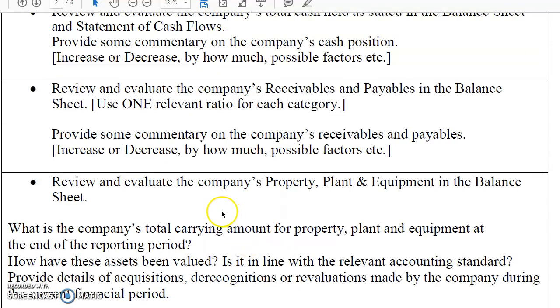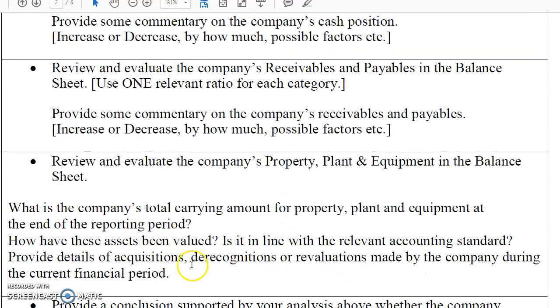In the notes, it will tell us how the carrying amount, that's basically the total cost of your property, plant, and equipment minus your accumulated depreciation, is shown there on the balance sheet. You can provide tables for that, showing the increases and decreases during the period. How the assets have been valued would be given in the notes: whether the assets have been valued based on historical cost or fair value, and whether it is in line with the relevant accounting standard. That would all be shown in the notes to the financial statements.